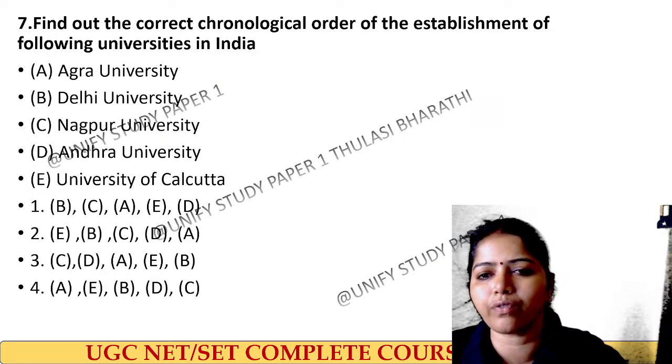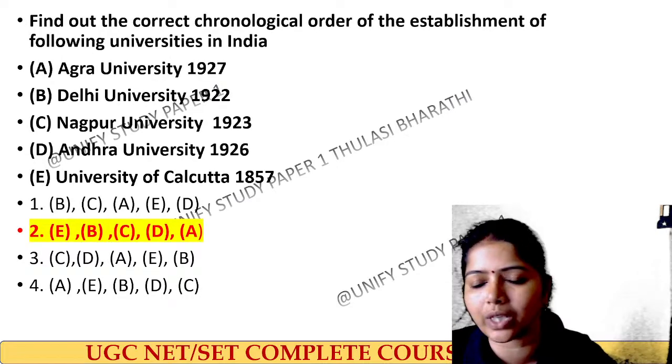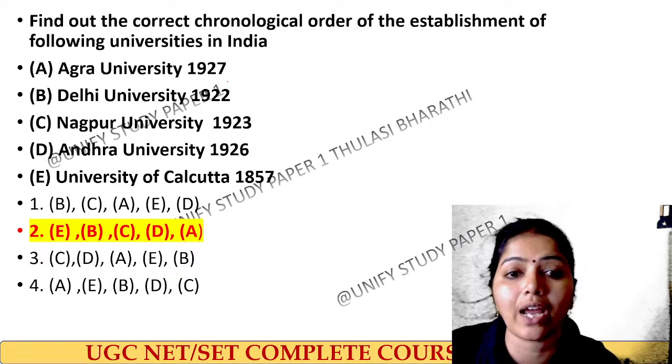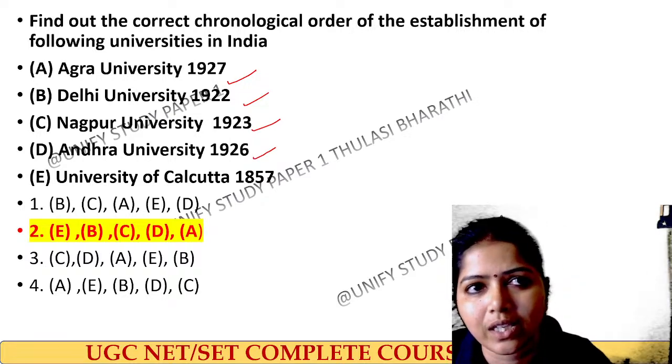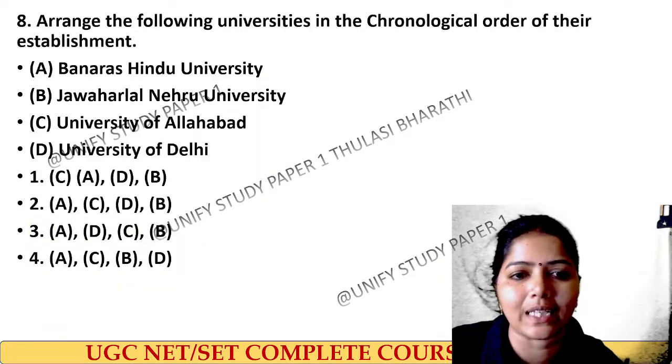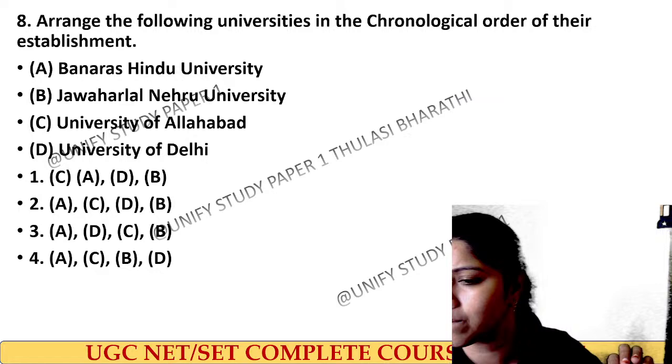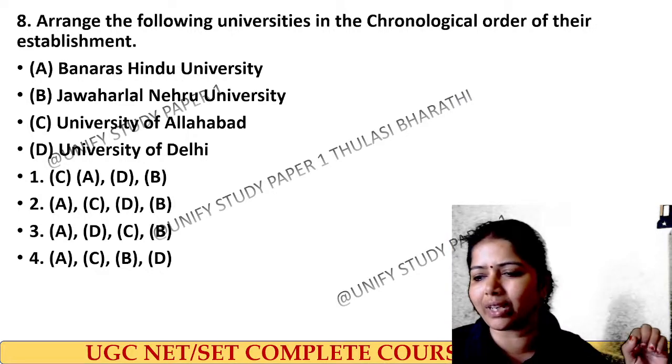The right answer for this question is option number 2. Agra University 1927, Delhi 1922, 1923, 1926. Okay, right, option 2 is the right answer. Next question. Quickly do it.